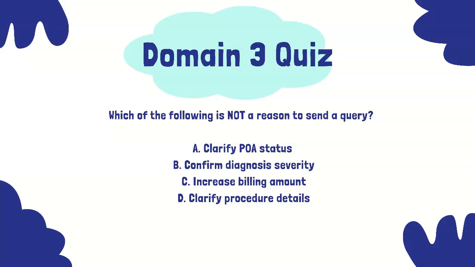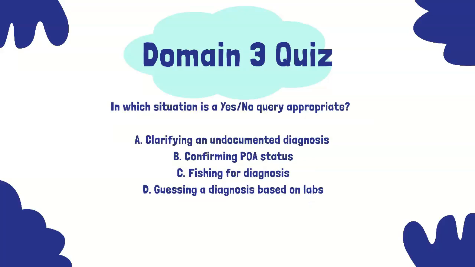All right. If you said C, increase billing amount, you are correct. According to pages 2 and 3, when they talk about the purpose of the query, queries clarify documentation for accuracy, not for financial gain. Next question. In which situation is a yes, no query appropriate?